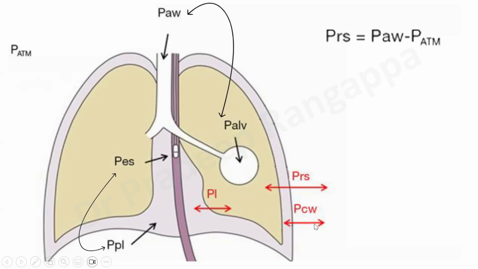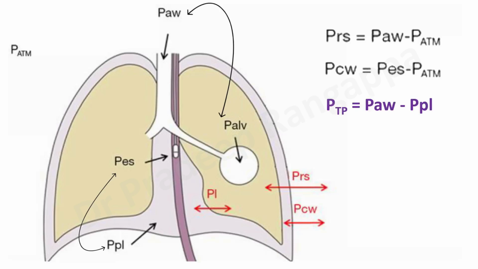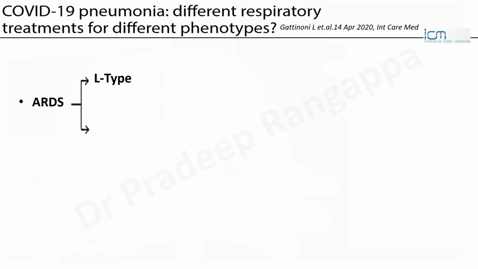And PCW is the chest wall pressure, which is pleural pressure, that is, esophageal pressure minus atmospheric pressure. But these two pressures may not be of too much relevance to P-SILI. What is relevant is transpulmonary pressure, which is airway pressure, the alveolar pressure, minus pleural pressure, which is esophageal pressure. Whatever I talk about will keep in mind what happens to transpulmonary pressure in ventilated patients or in spontaneously breathing patients in inspiration and expiration.